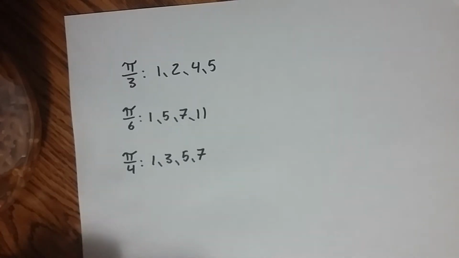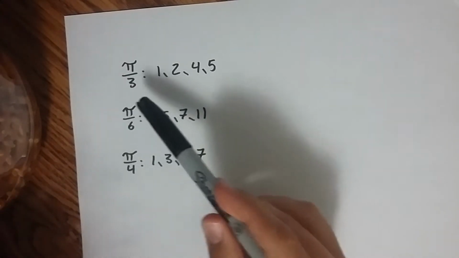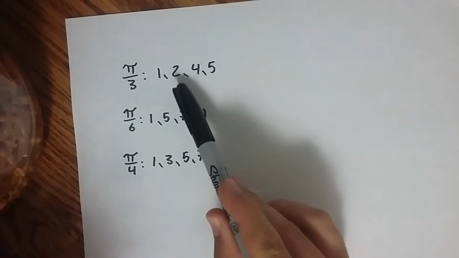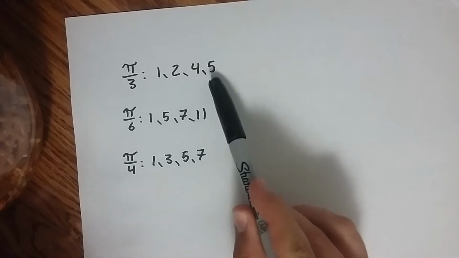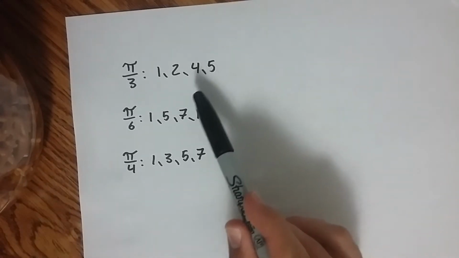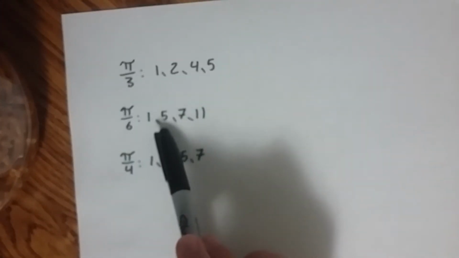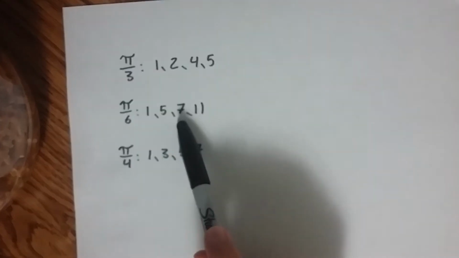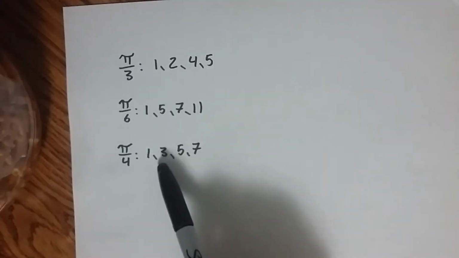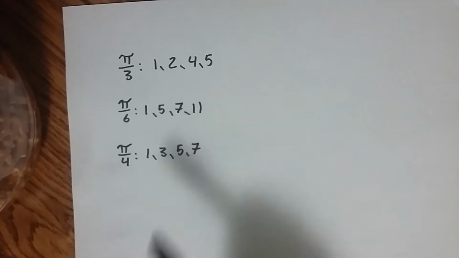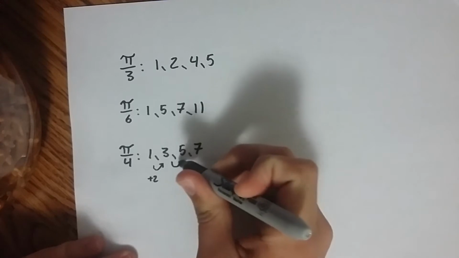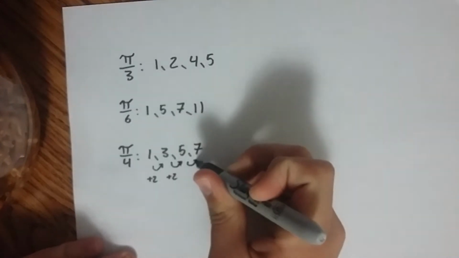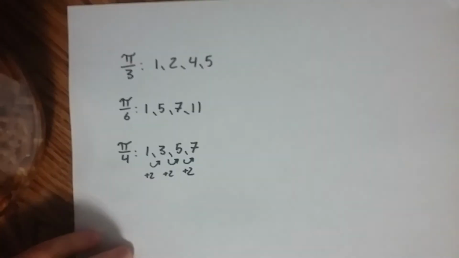So whenever you're dealing with pi over 3, notice that 2 is the number to the left of 3, and 4 is the number to the right of 3. And it's the same with the rest of them. 5 is to the left of 6, and 7 is to the right of 6. 3 is to the left of 4, and 5 is to the right of 4. And for pi over 4, each number increases by 2. So you can just remember 1 and count by 2s.